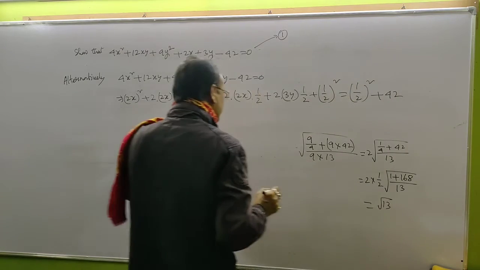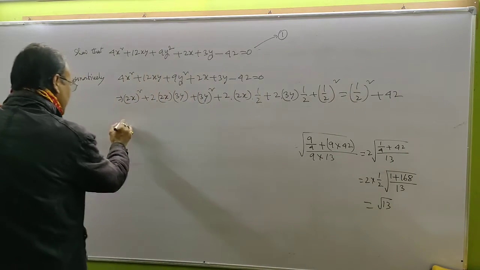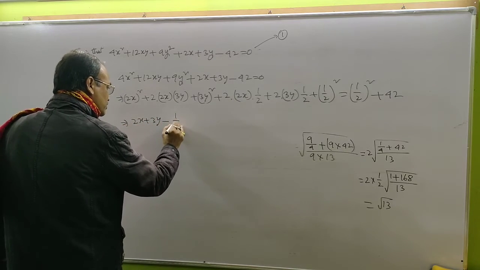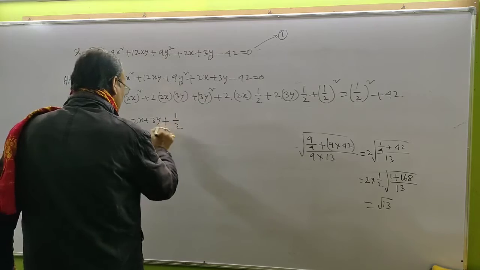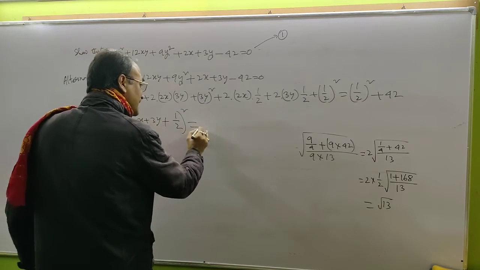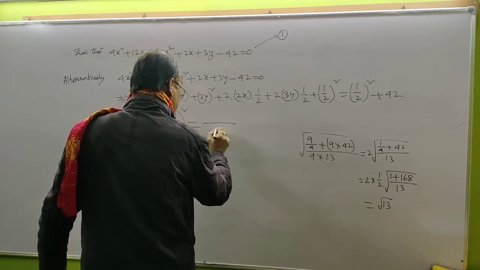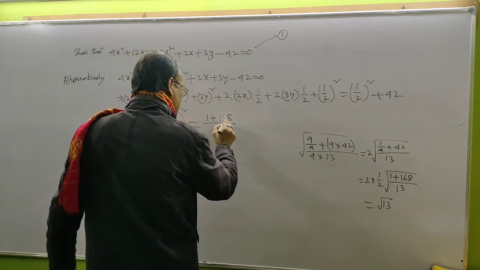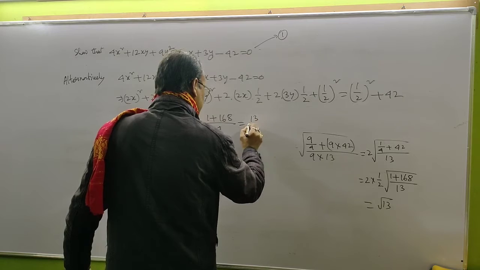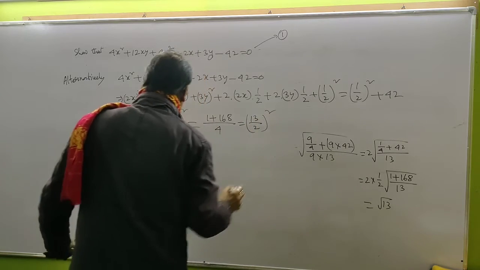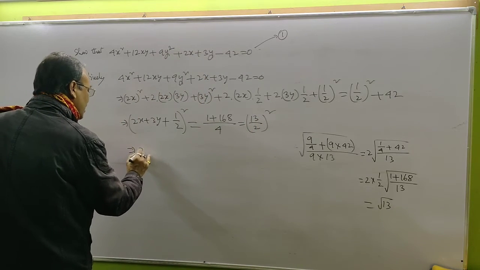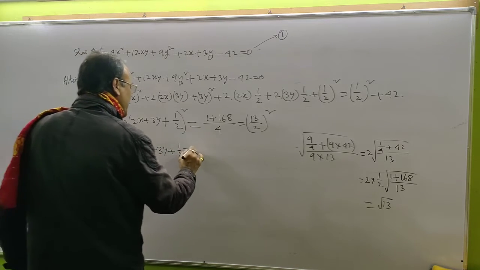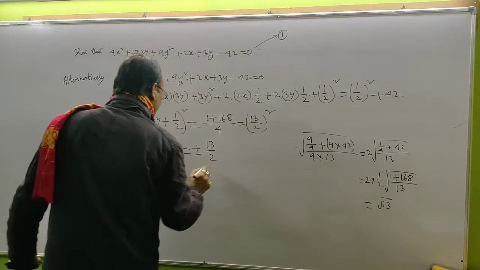Right, like this. See the left hand side. You may write the left hand side as (2x plus 3y plus 1 by 2) whole square. This is equal to 1 by 4 plus 42, which is 13 divided by 2 whole square. Or 2x plus 3y plus 1 by 2 equal to plus minus 13 by 2.